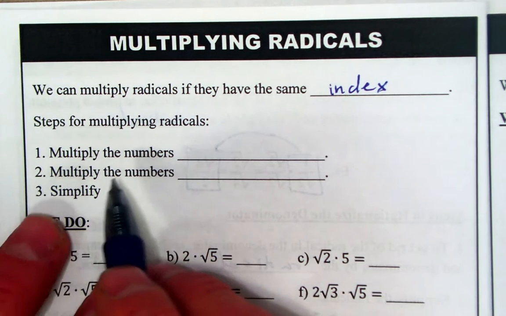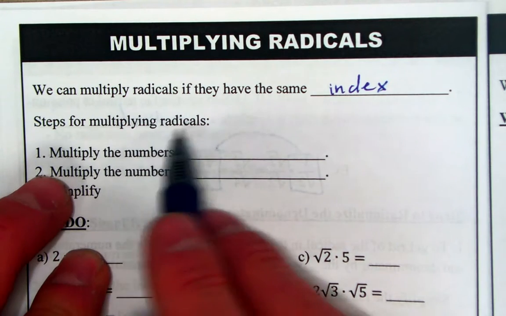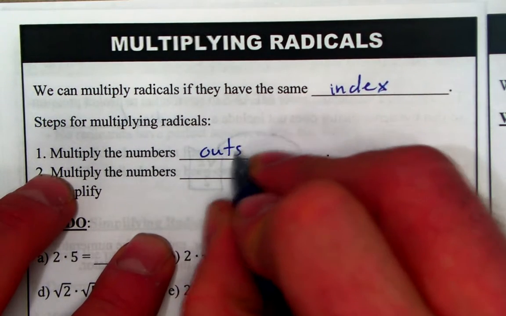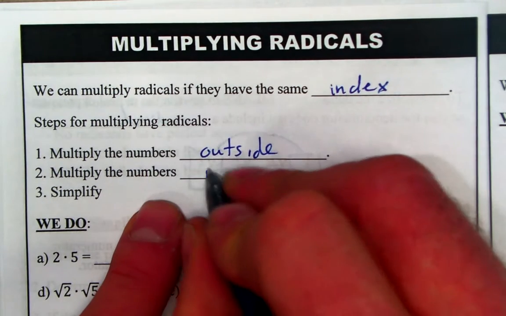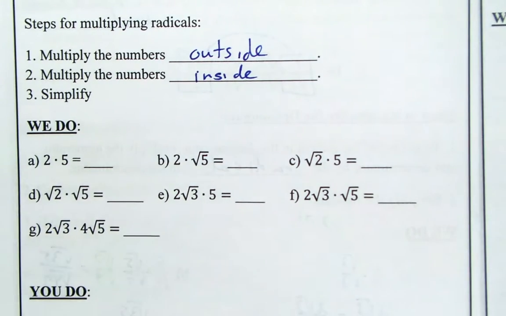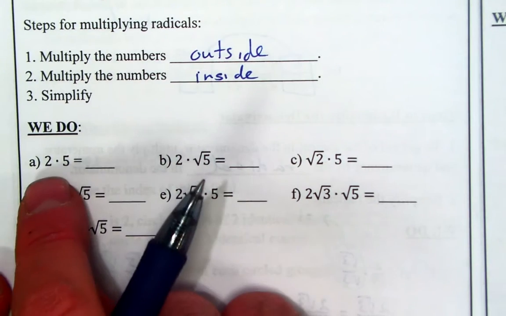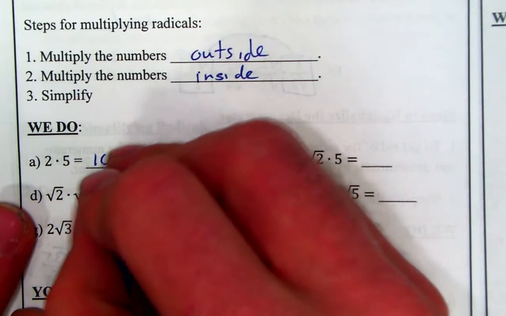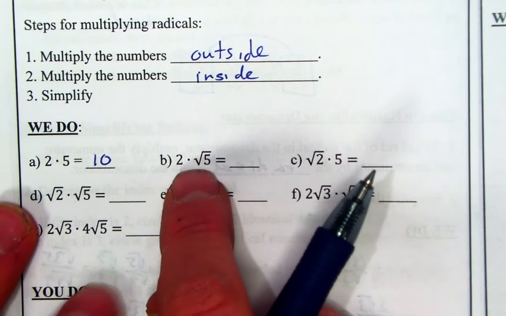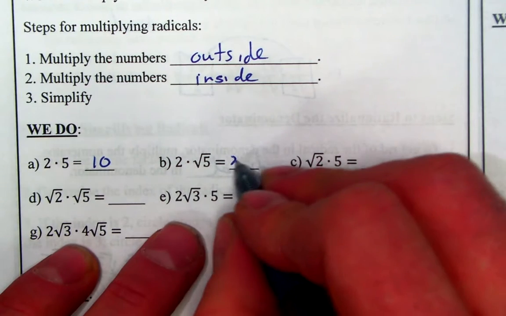All right, so the steps for multiplying the radicals: multiply all the numbers that are outside, multiply all the numbers that are inside, and then just simplify. Okay, so I've kind of led you through a bunch of examples here, and they're real simple. 2 and 5 are both outside, so we can multiply them. The 2's outside, the root 5's inside, so you can't. It just stays 2 root 5.